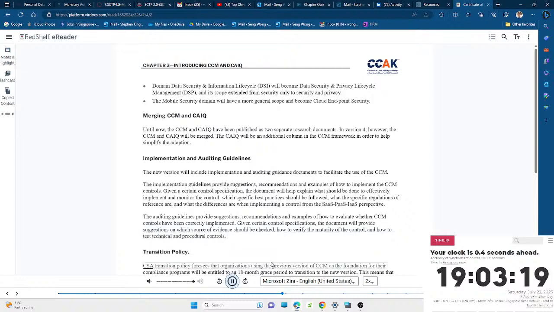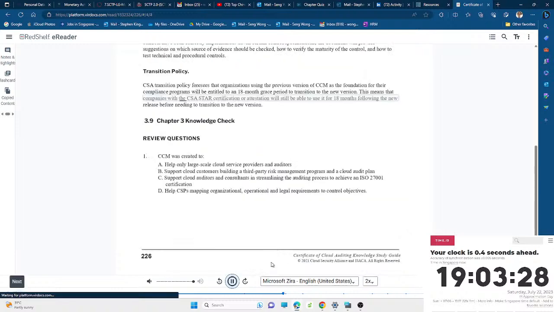Transition Policy. CSA Transition Policy foresees that organizations using the previous version of CCM as the foundation for their compliance programs will be entitled to an 18-month grace period to transition to the new version. This means that companies with the CSA STAR certification or attestation will still be able to use it for 18 months following the new release before needing to transition to the new version.